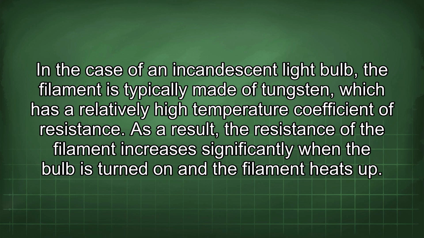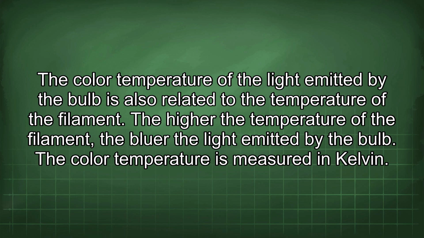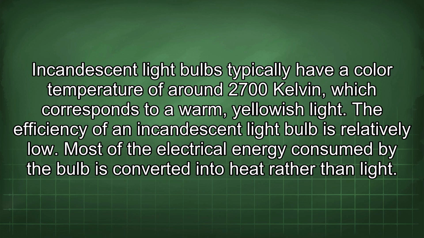As a result, the resistance of the filament increases significantly when the bulb is turned on and the filament heats up. The color temperature of the light emitted by the bulb is also related to the temperature of the filament. The higher the temperature of the filament, the bluer the light emitted by the bulb. The color temperature is measured in Kelvin. Incandescent light bulbs typically have a color temperature of around 2700 Kelvin, which corresponds to a warm, yellowish light.